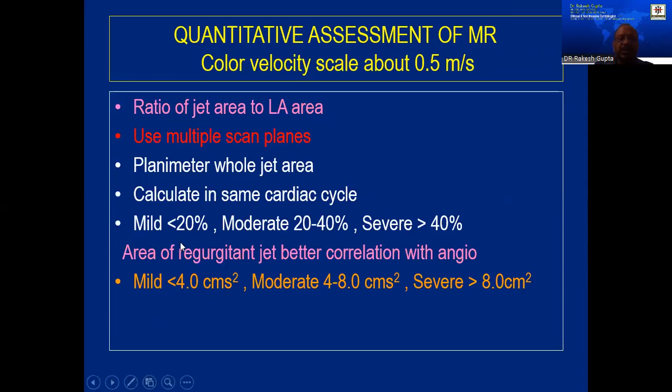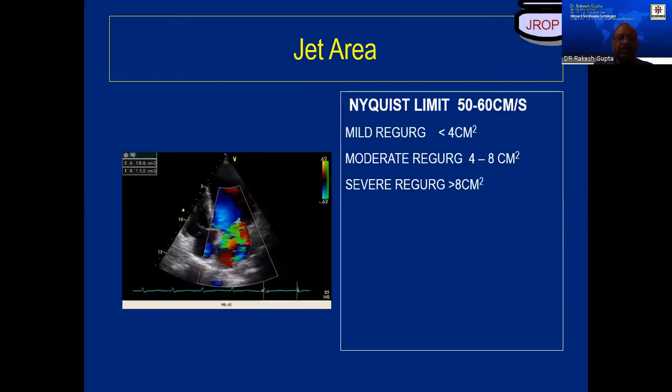Next comes the ratio of jet area versus LA area. Many people are still doing it. What exactly will they do? They'll trace the jet area in a color flow mapping and then trace the LA area. This is only a jet area, not a ratio. If the area is less than 4 cm², it is known as mild. If the area is more than 8 cm², it is known as severe mitral regurgitation.